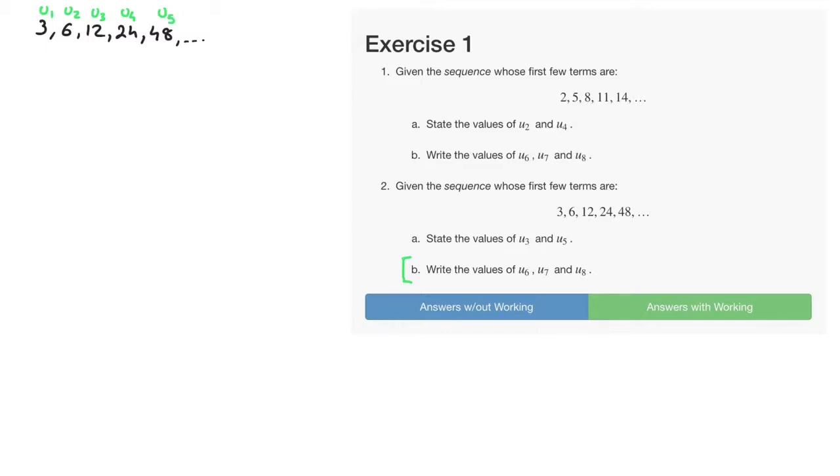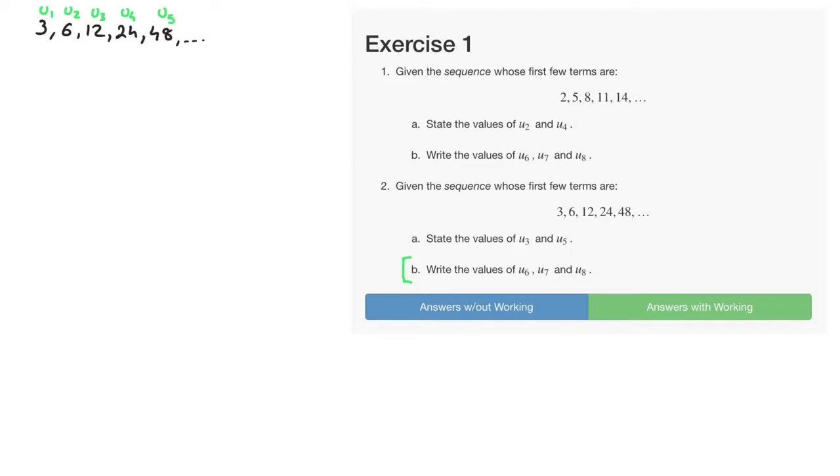Now, to do that, we need to pick up on the pattern, or should I say the rule, that allows us to get from one term to the next in this sequence. Looking at this, we can see that we're definitely not always adding the same amount. Indeed, from 3 to 6, we're adding 3. From 6 to 12, we're adding 6. From 12 to 24, we're adding 12. So we're definitely not always adding the same amount.